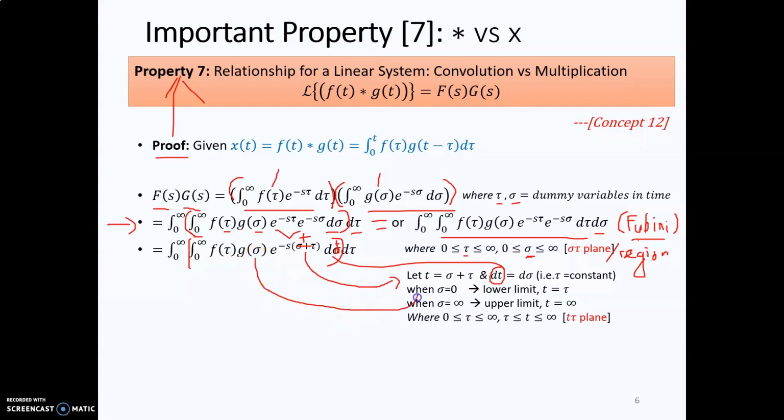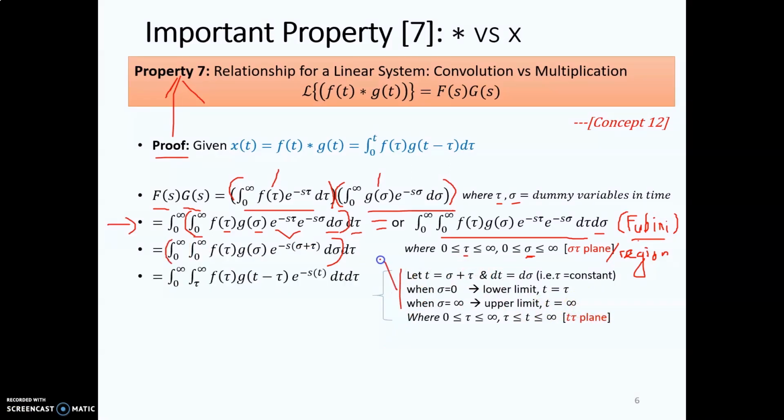So sigma here, based on this equation, you can obtain it to be t minus tau. And this remains. So the limit here, when your sigma is equal to 0, substitute inside here, you obtain t plus tau, t equal to tau. So this is the answer. When your sigma is infinity, you obtain t is equal to infinity plus tau, which is equal to t equal to infinity.